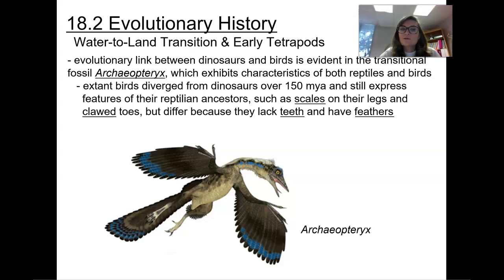The evolutionary link between dinosaurs and birds is going to be evident in this transitional fossil that you're going to see here. It's going to exhibit characteristics of both reptiles and birds. So extant birds are going to diverge from dinosaurs about 150 million years ago and still express things that reptilian ancestors had, such as scales sometimes on their legs. We see clawed toes still, and sometimes they will lack teeth though. Sometimes they might have little serrated edges on their beaks, but they don't actually have teeth now. So they do lack the teeth, but they do still have feathers.